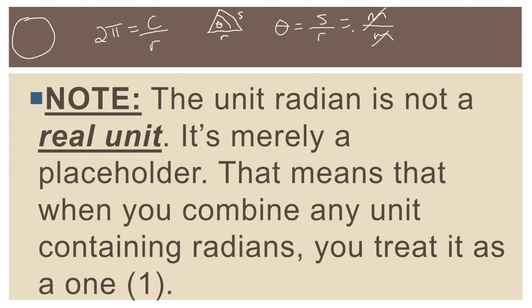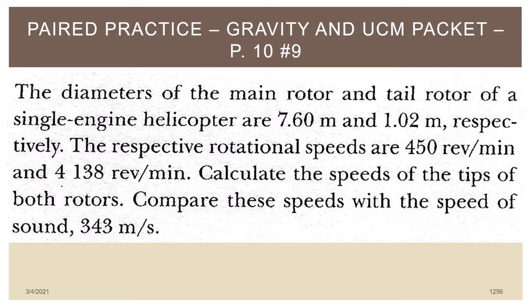Let's go ahead and take a look at a problem. This problem is from the Gravity and Uniform Circular Motion packet, and it says the diameters of the main rotor and tail rotor of a single-engine helicopter are 7.60 meters and 1.02 meters, respectively. The respective rotational speeds are 450 revolutions per minute and 4,138 revolutions per minute. The question says to calculate the speeds of the tips of both rotors.